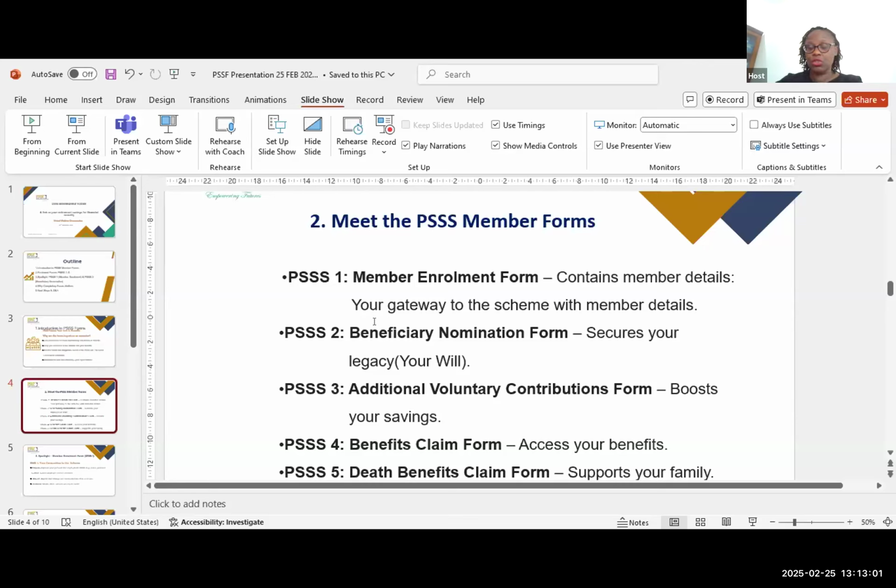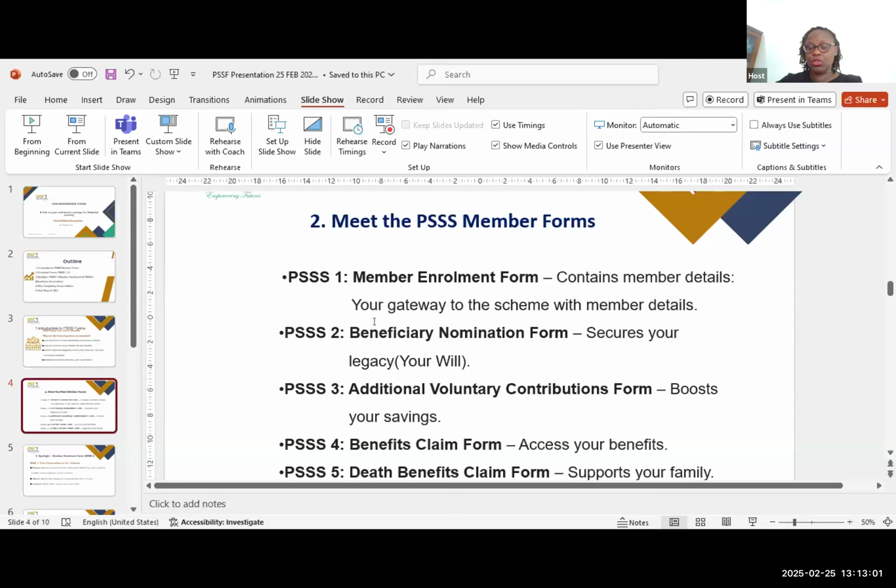Then we have the benefits claim form. We all start working and we start with the member enrollment form, but as we go through life and we arrive at 60 years, or depending on whatever mode of exit you use, you should be able to access your benefits. So if you're alive, this PSS4, which is the benefits claim form, is the form that you will complete as a member. You will inform us that I have now left service. Your employer will confirm that you have left service, and we will be able to process your benefits.